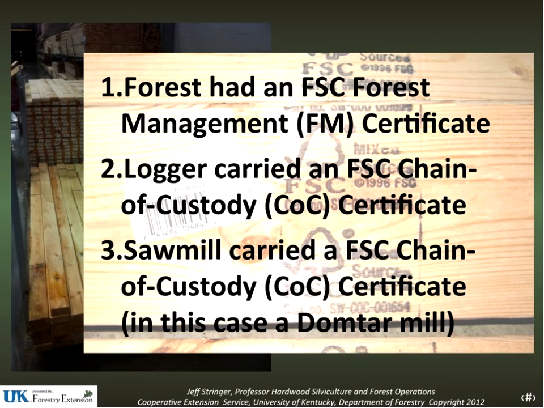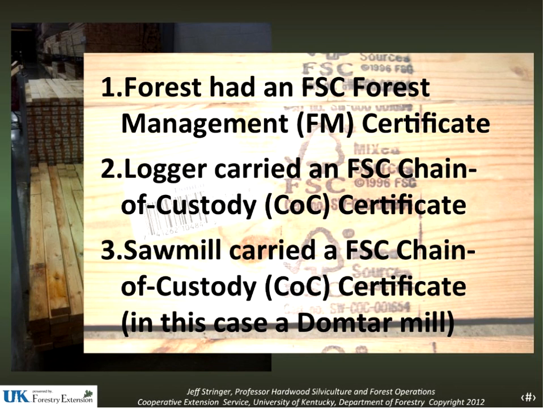Now, if the logger had actually purchased that timber, and of course then they're handling it and all that kind of thing, they may very well have, or need to have, an FSC chain of custody certificate, and certainly the sawmill that is manufacturing this 2x4. Let's assume it was a sawmill that produced the final 2x4 here; the sawmill carried an FSC COC certificate as well.